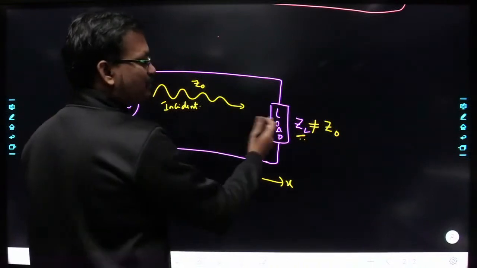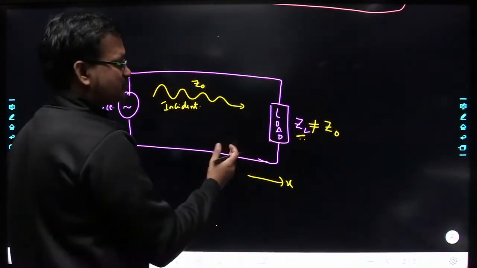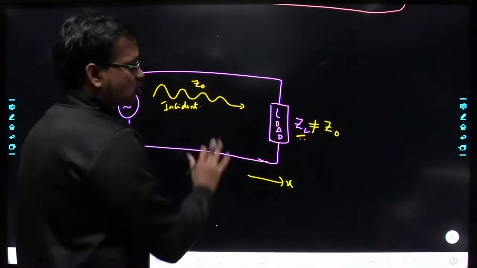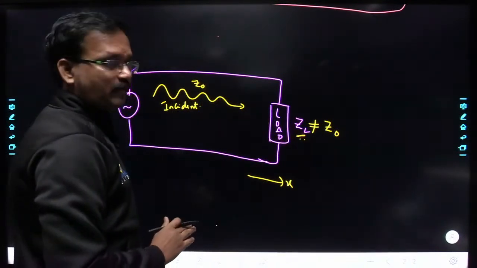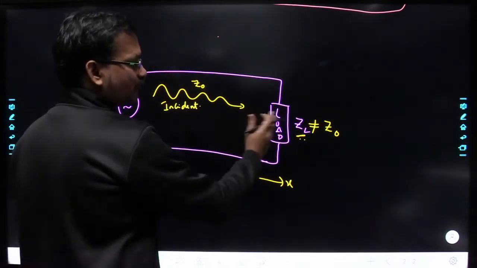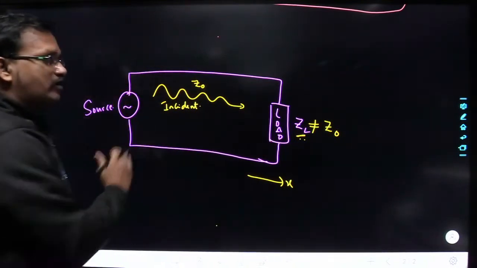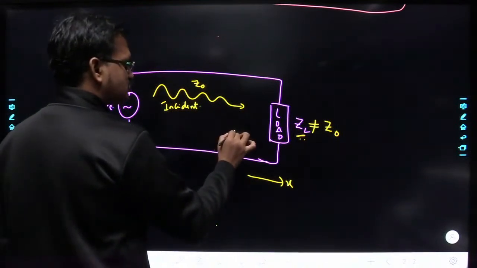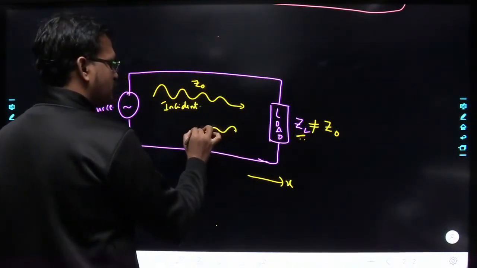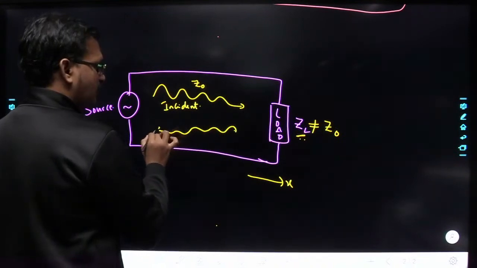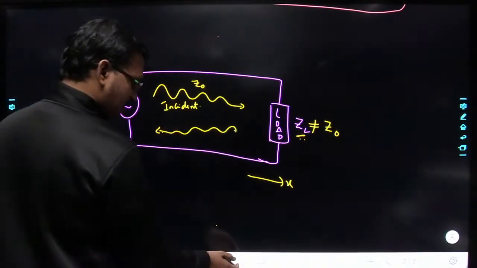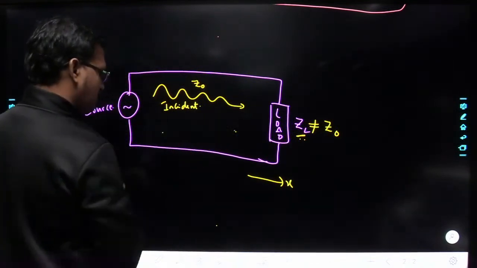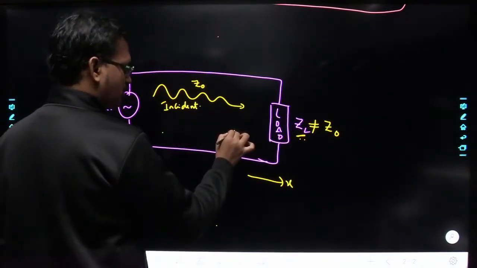So there is an impedance mismatch between this medium and the load. Understood? Because of this impedance mismatch, what will happen here? A part of the wave will get transmitted, and a part of the wave will get reflected. So hence you are going to see a reflected wave. Understood? The reflected wave is going to propagate in the negative x direction, right? Okay.